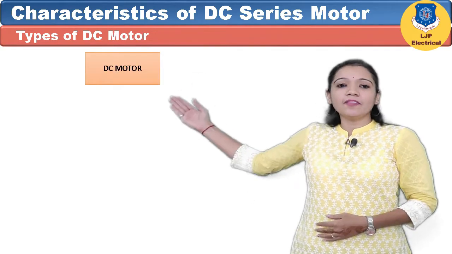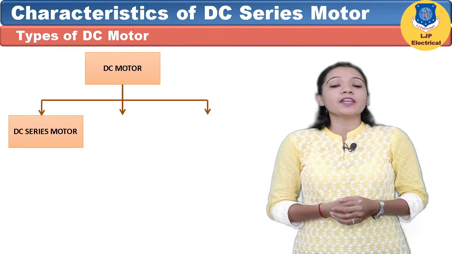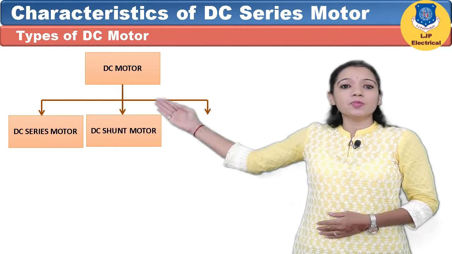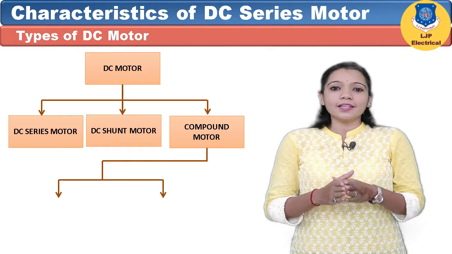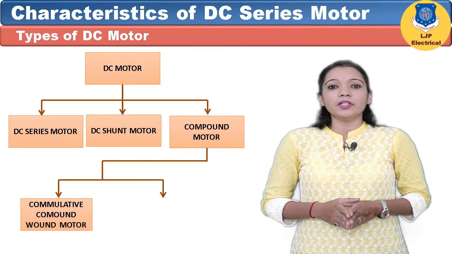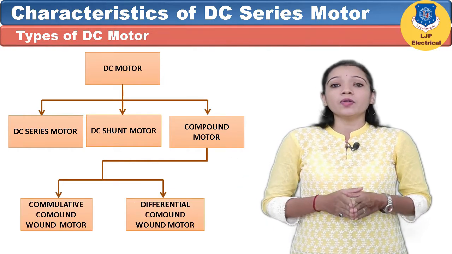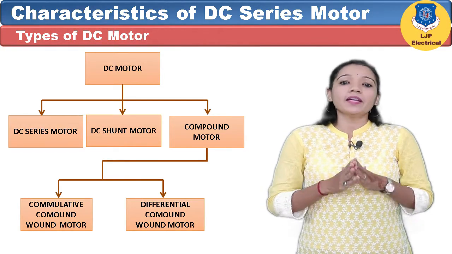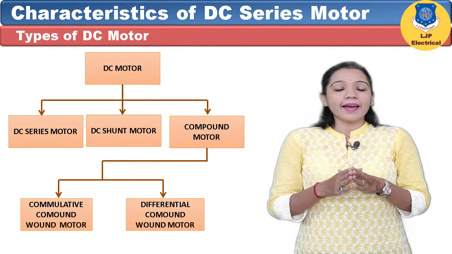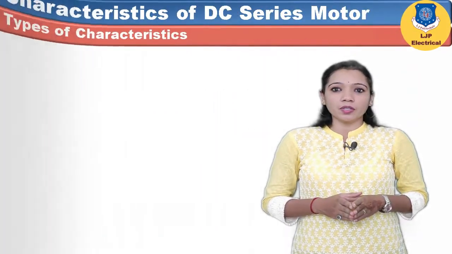Here you can see different types of DC motors can be classified as DC series motor, DC shunt motor, compound wound motor. DC compound wound motor is again classified into two parts, cumulative compound motor and differential compound motor. So today we are going to discuss the characteristic of DC series motor.